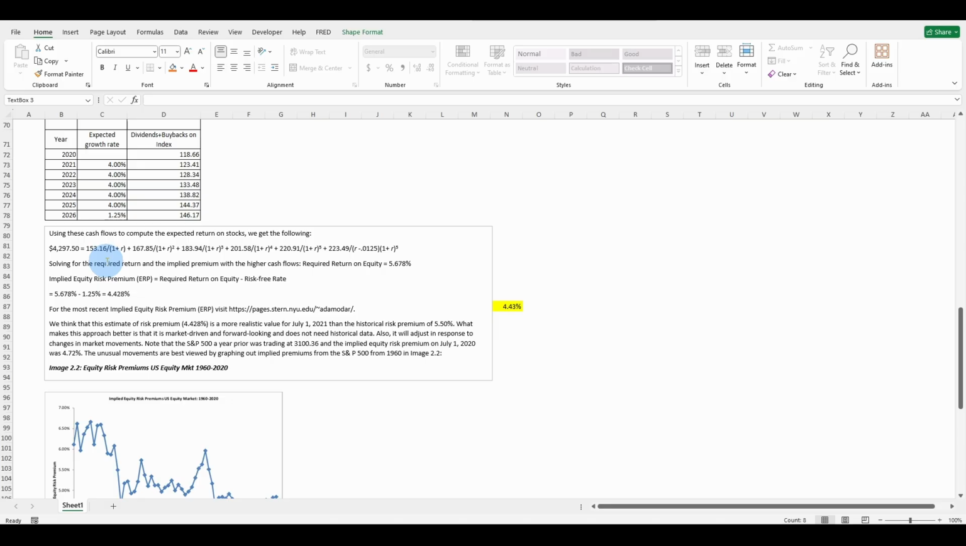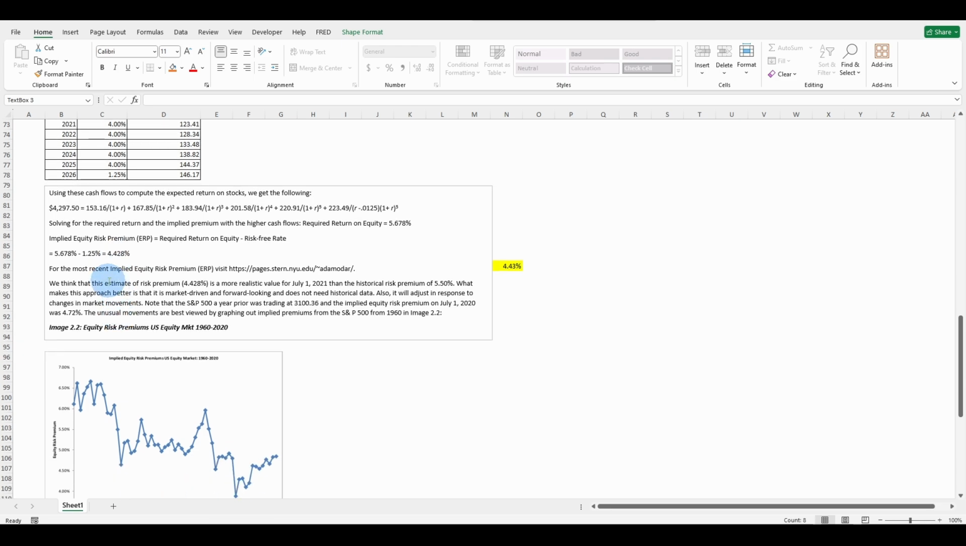Solving for the required return and the implied premium with the higher cash flows, required return on equity is 5.678%. Implied equity risk premium is equal to 5.678% minus 1.25%, that's the risk-free rate, equals 4.428%. For the most recent implied equity risk premiums, visit the Motor Insight.